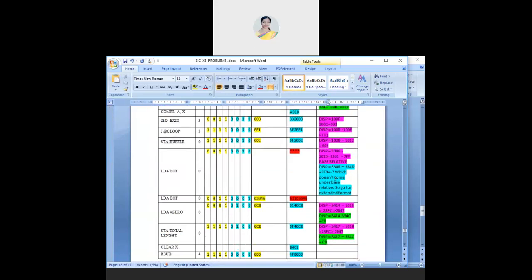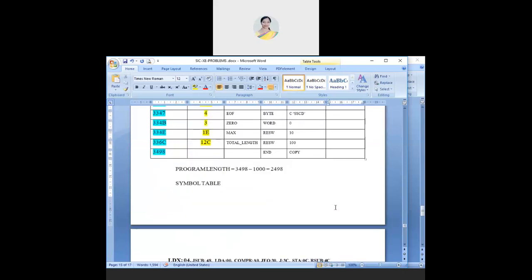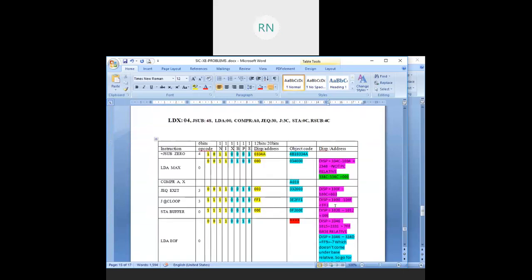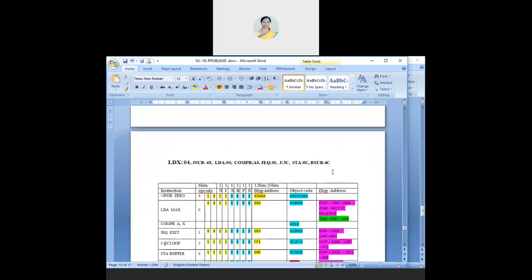Fine. Is it PC relative or base relative? It is base relative because it is extending the range of the PC relative, right? Yes. 334B.